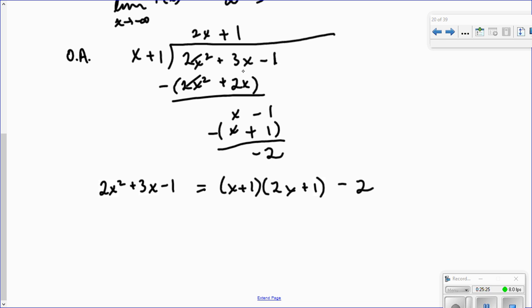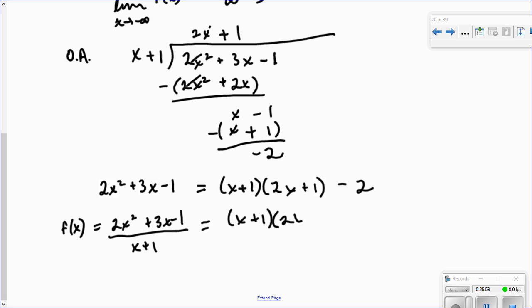This was my whole number here. I found it by multiplying my divisor and my quotient here, and then adding my remainder. But this original polynomial is really close to my function. What was my function? My function was 2x squared plus 3x minus 1 divided by x plus 1. So how close was that? Here's my original function, and to get that from my original polynomial, I divided by x plus 1.